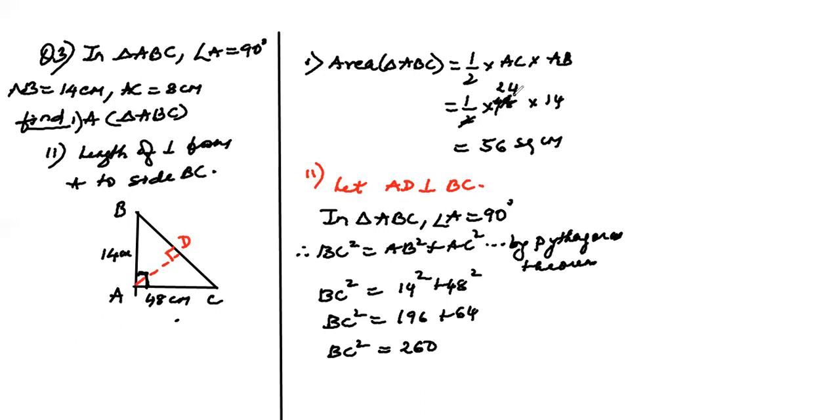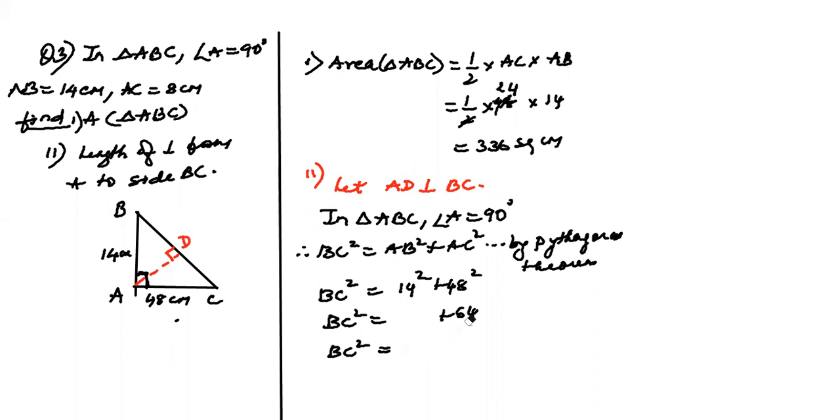So what is the answer here? 14 fours are 56. 336. The area of the triangle is 336 square centimeter. I'm so sorry. 336.